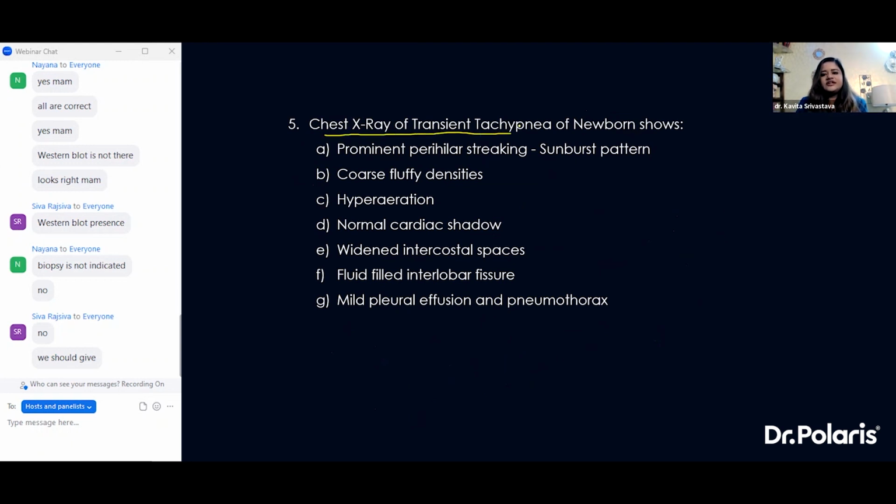So, chest X-ray of TTNB shows. What could you find in the chest X-ray of a transient tachypnea of newborn? As I mentioned, what happens in TTNB? So you can imagine all the important things that can happen. So how will it present on a chest X-ray? If there is fluid inside the lungs of the baby, then what all could be present on a chest X-ray?